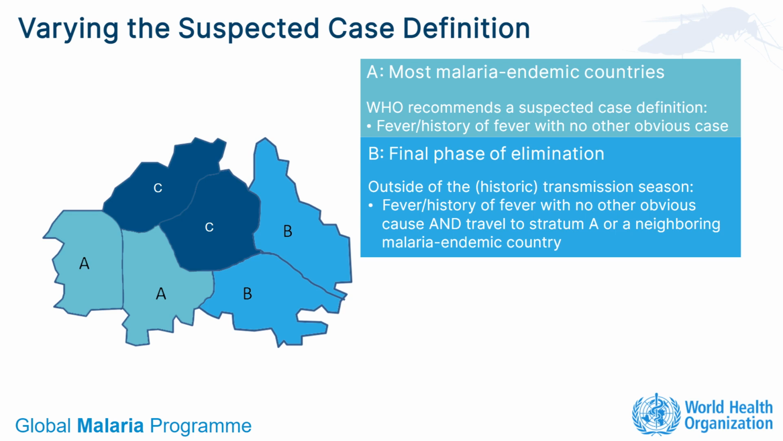The suspected case definition can be based on fever or history of fever, with an additional requirement that the patient has traveled to a risk area. This reduces the amount of testing required while minimizing the chances of missing a case.